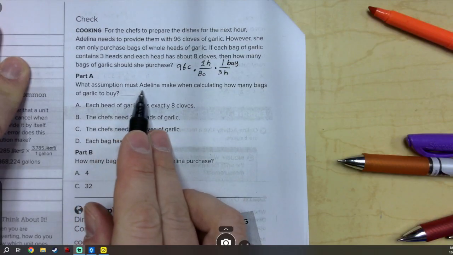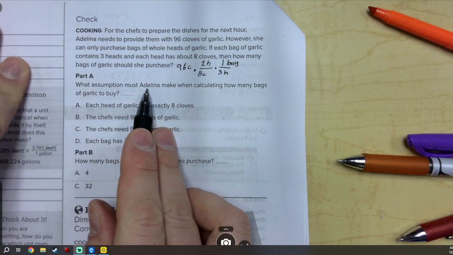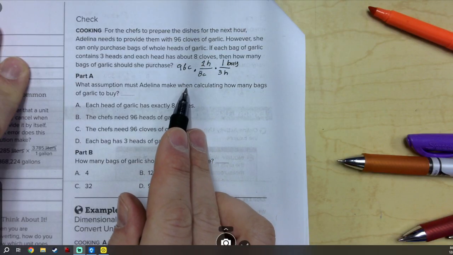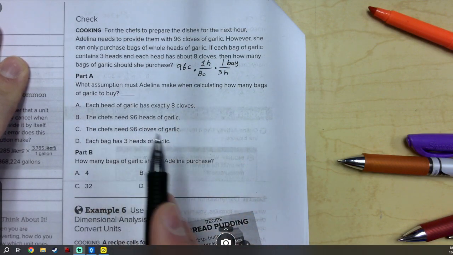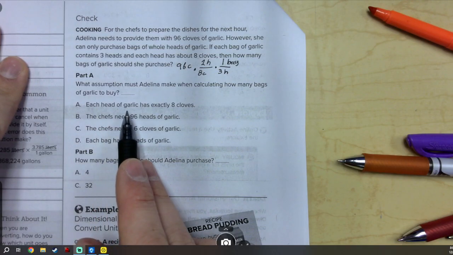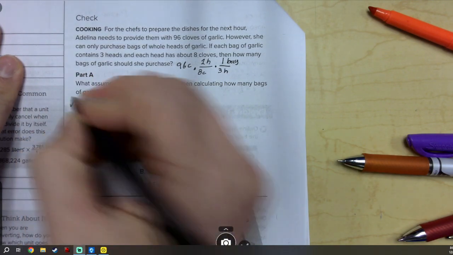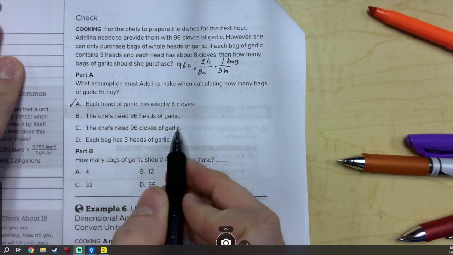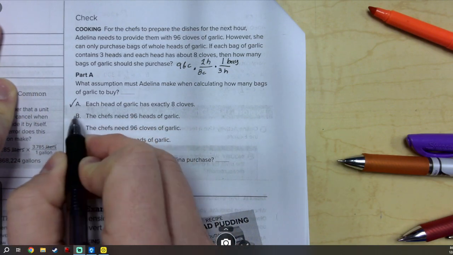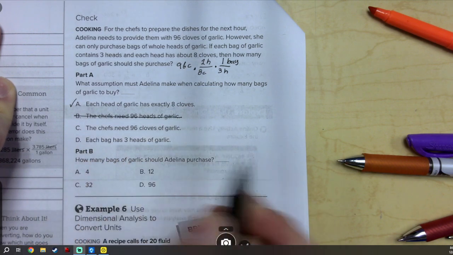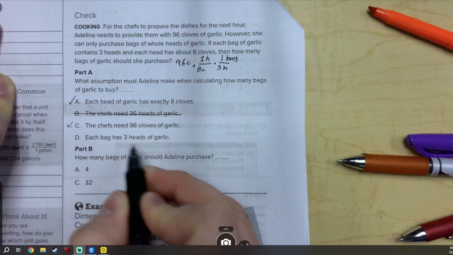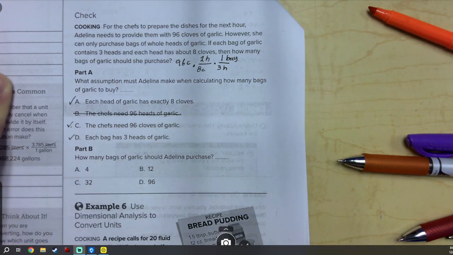What assumption must Adela make when calculating how many bags of garlic to buy? Each head of garlic has exactly 8 cloves. Yep. The chef needs 96 heads of garlic. No, not that. The chef needs 96 cloves. Yep. Each bag has 3 heads. Yep. Those must be true.